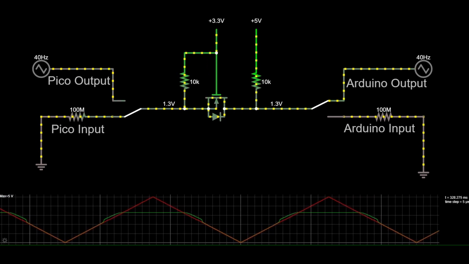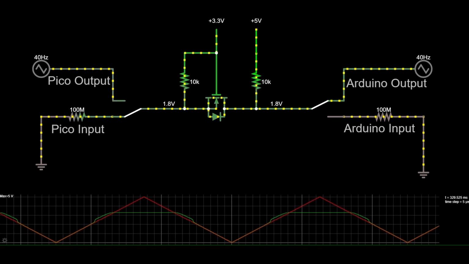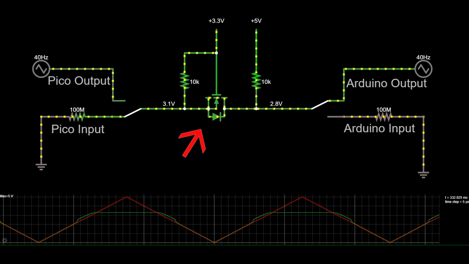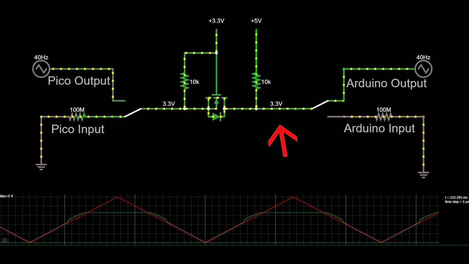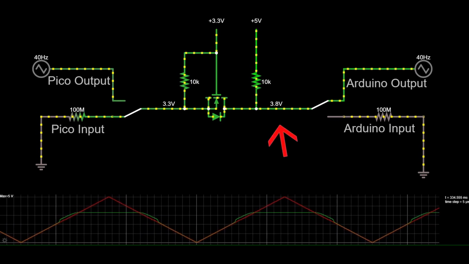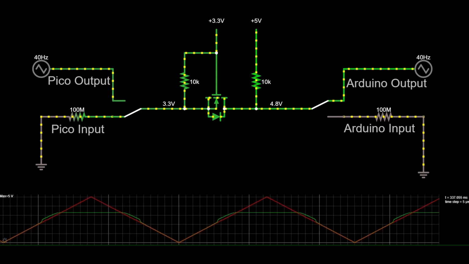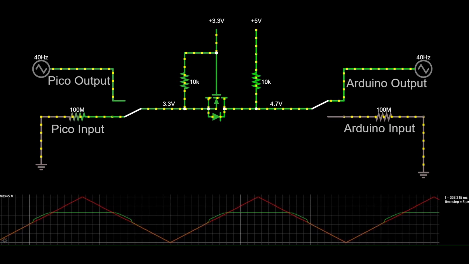As the difference between the gate and the source goes below the threshold voltage, the MOSFET shuts off with only the body diode conducting current until the high-level side voltage is approximately the same as the maximum low-level side voltage, which in this case is 3.3 volts.